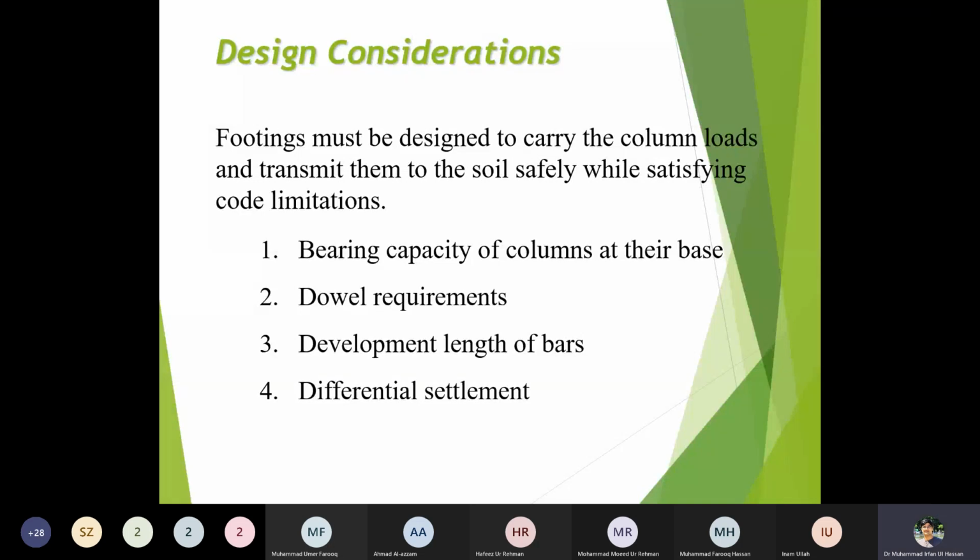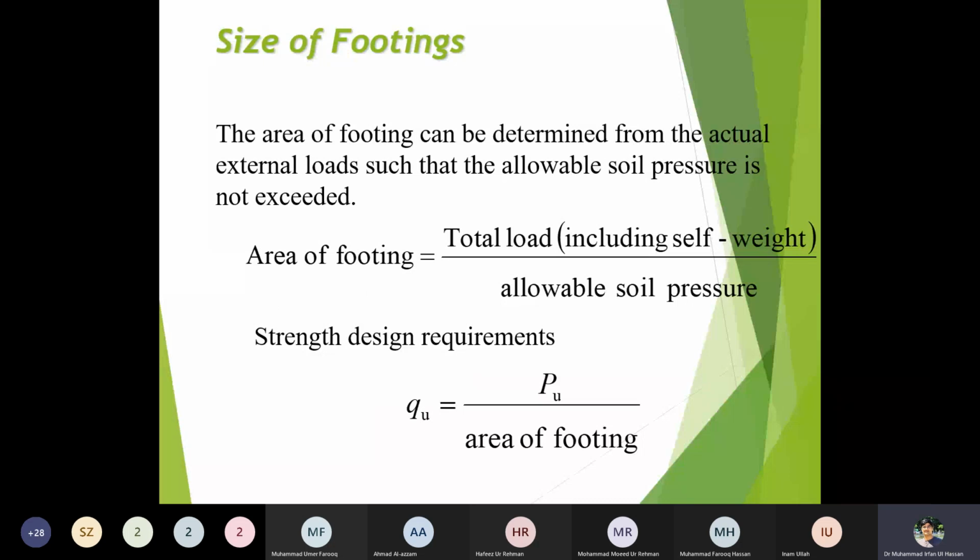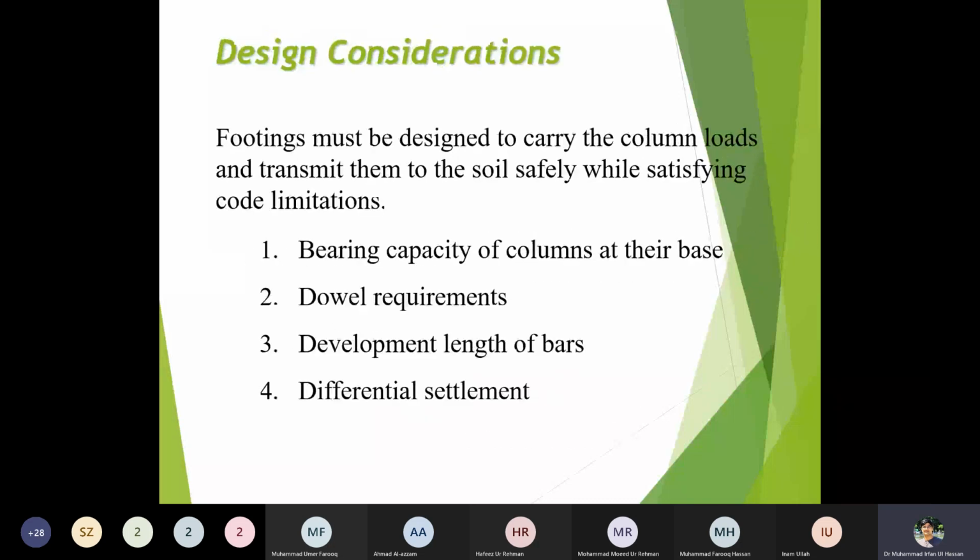Then you must satisfy that differential settlement is avoided, and check how much distortion there is for the building. You can compute this from the soil geotechnical part you have studied. After you design the footing, you can apply the settlement equation and see what possible settlement will occur for this foundation, and that should not exceed the allowable settlement, 1 inch or 3 inch, whatever, depending upon the type of footing.